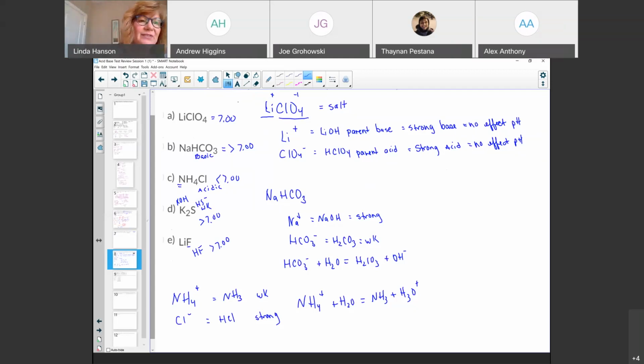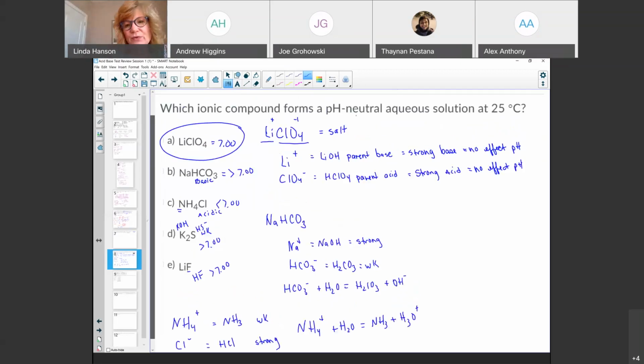So this question really is just asking you which ones form a neutral solution, right? Which ones are neutral? You're looking for the positive and the negative to both have strong parents. And as soon as you can recognize which acid is strong, which base is strong, you can find the answer quickly. You don't have to write out equations. You just have to find the salt, the positive and the negative, that have strong parents.